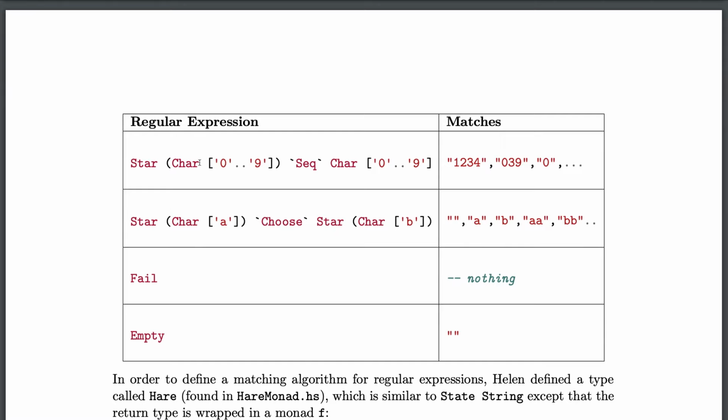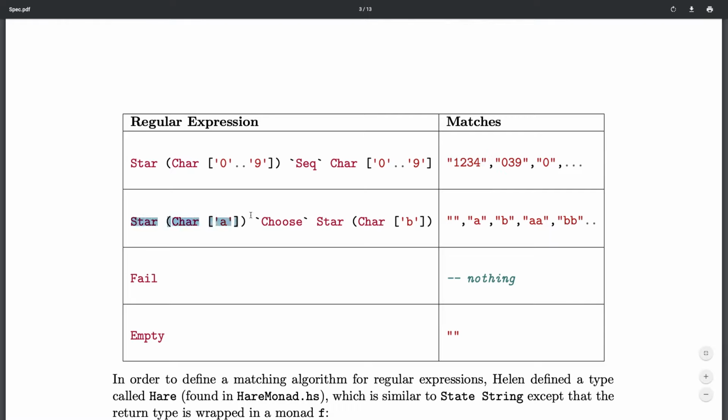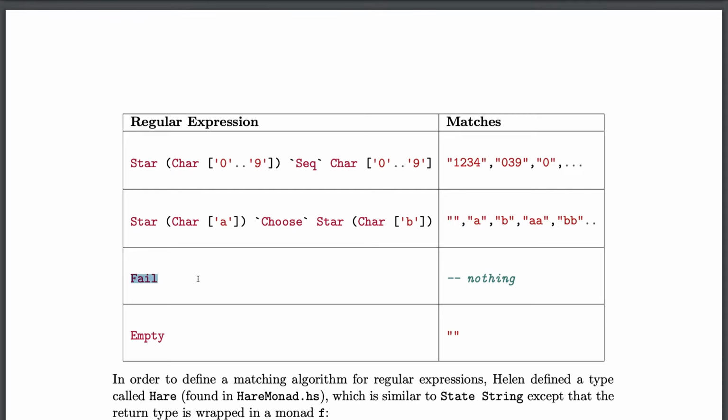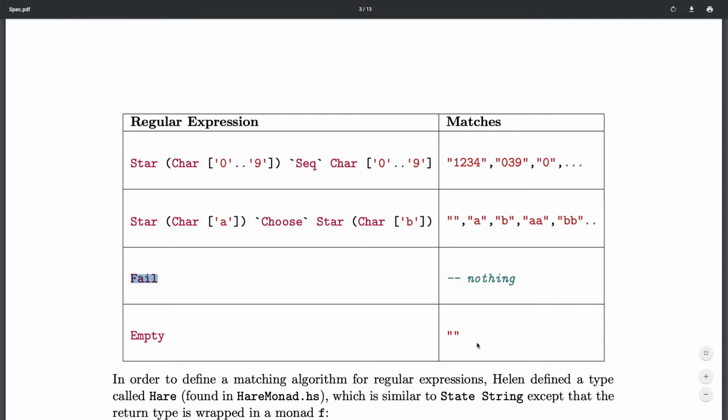So some examples here. If I have the characters 0 through 9, so it will be one of these characters, 0, 1, 2, 3, 4, 5, 6, 7, 8, 9. 0 or more times, so 0 or more digits here, followed by one more digit. So in other words, this is one or more digits. So that's some examples of strings that it would match. And then we have here, choose between 0 or more A's or 0 or more B's. So it's empty string or A or B or AA or BB, but you can't have like AB or anything like that. Fail is just nothing. Empty is the empty string, right?